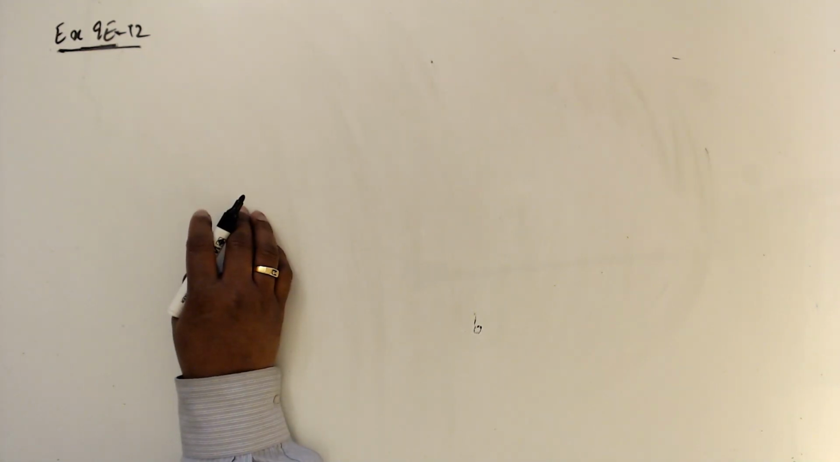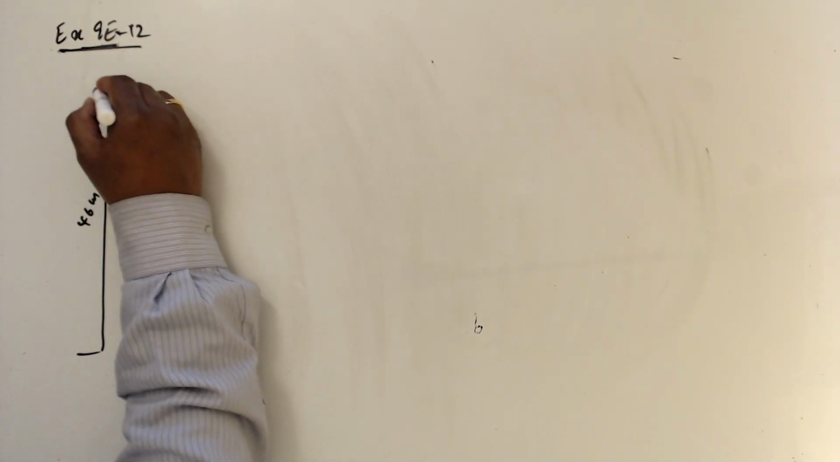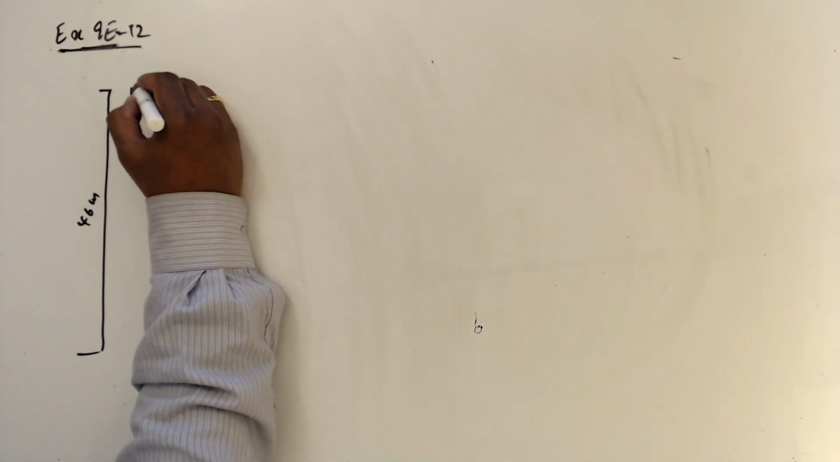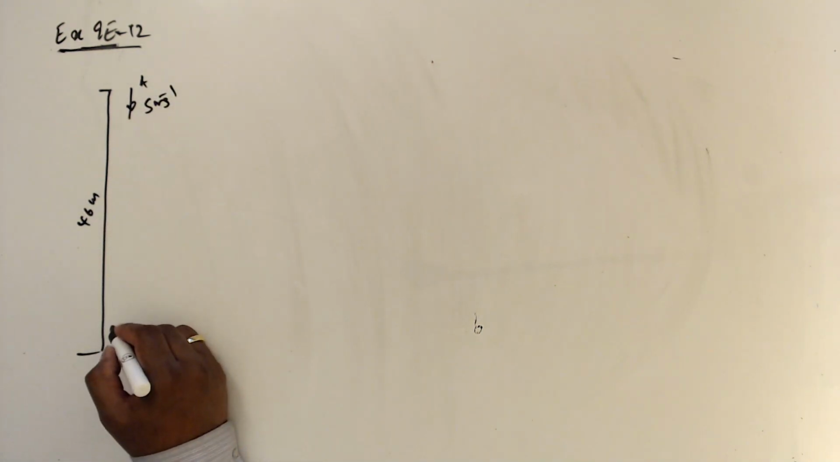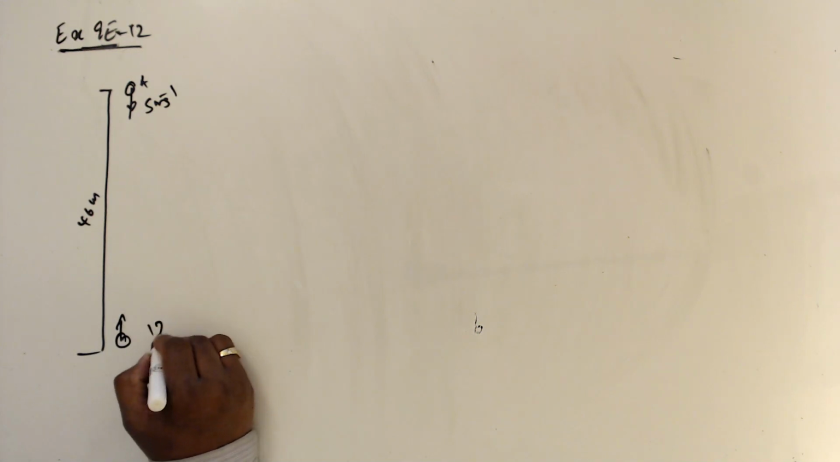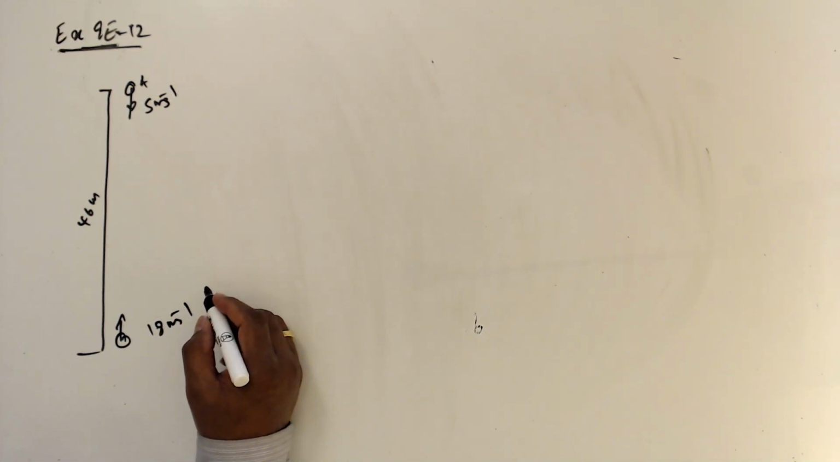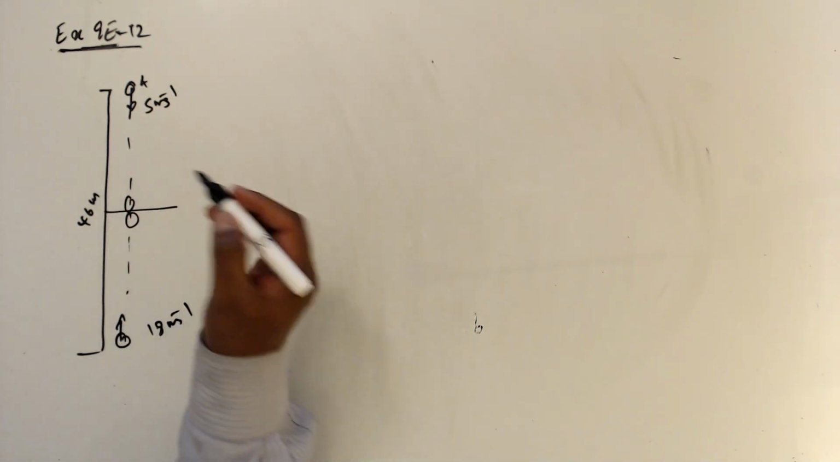Question number 12. A ball A is thrown vertically downward with 5 m s^-1 from the top of a tower block 46 meters high. So ball A is thrown downwards at 5 m s^-1, and at the same time ball B is thrown vertically upward at 18 m s^-1, and they collide somewhere. So they meet somewhere.